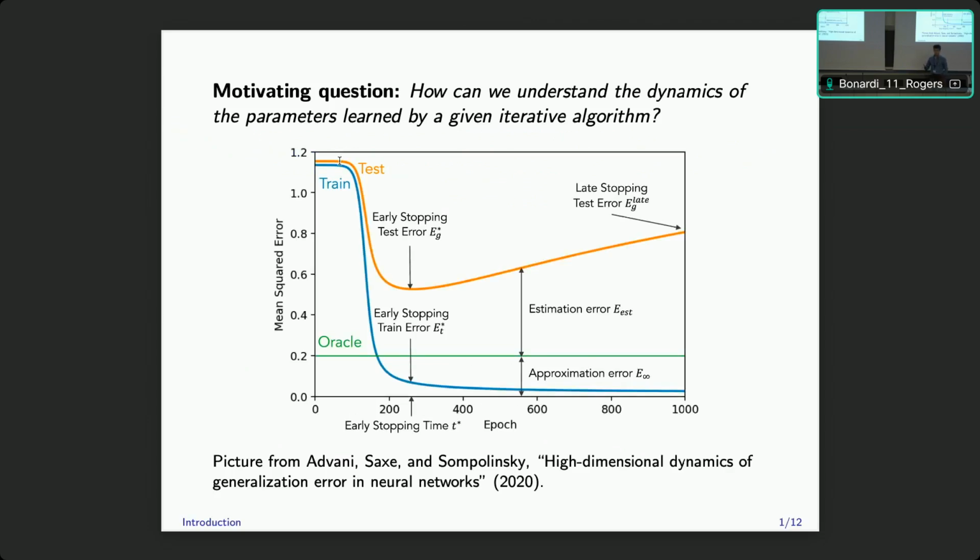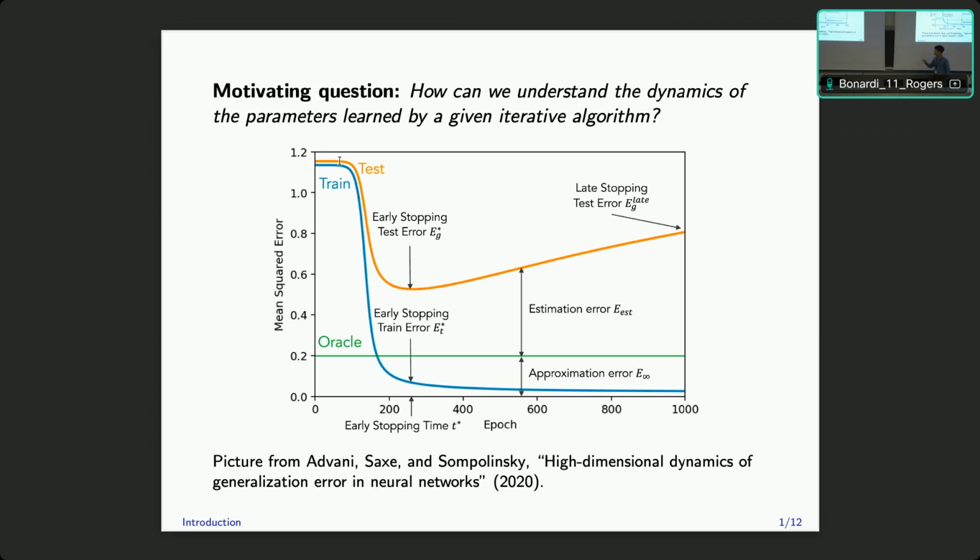So the main motivating question for the talk, which applies far more generally, is just the following. If we're given a particular problem, in our case it will be a regression, and we want to solve it using some kind of iterative algorithm, how can we understand the dynamics of the parameters that are learned by this algorithm? So in a picture, imagine what we would like ideally is being able to draw these curves, giving us the test error and the training error of this algorithm as a function of the number of epochs or passes through the entire data set without actually running the algorithm.